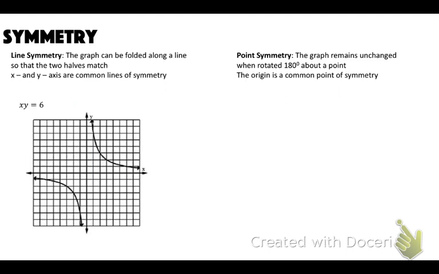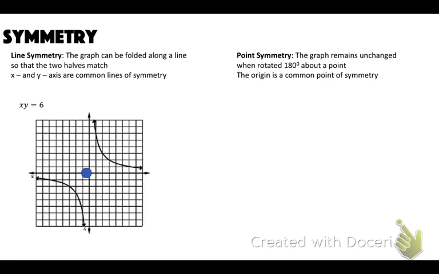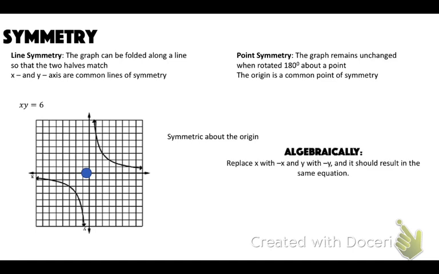So this one right here looks like we couldn't fold it over the y-axis. We couldn't fold it over the x-axis, but could we rotate it? So if we rotate it 180 degrees, it is symmetric, so that means it's symmetric with the origin. So if I was to give you a paper like this, you could always just flip your paper upside down and see if it looks the exact same. This is symmetric with the origin, and to check when it's symmetric with the origin, we replace x with negative x and y with negative y, and it should result in the same equation.